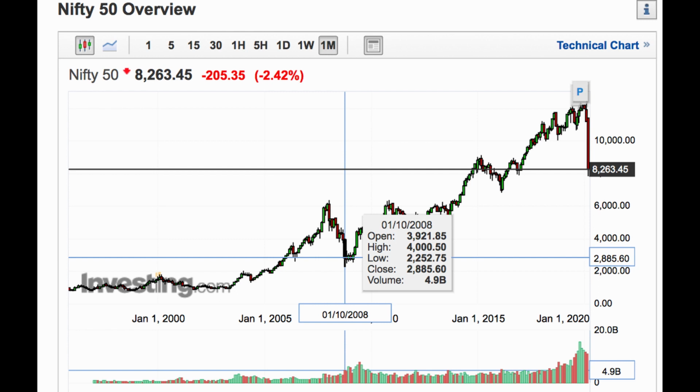This is particularly for retail investors, because if you are a retail investor, you don't know how this inside information works. So it is always advisable that you exercise caution. Do not follow the herd. Do not follow the crowd.